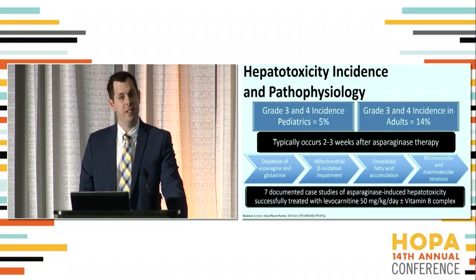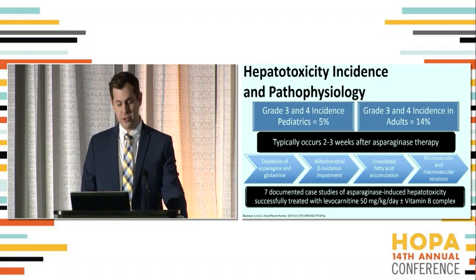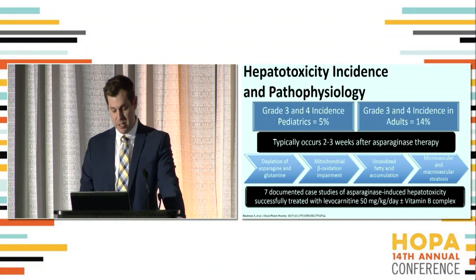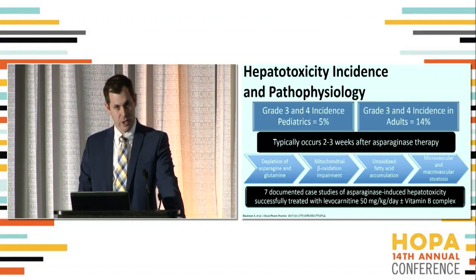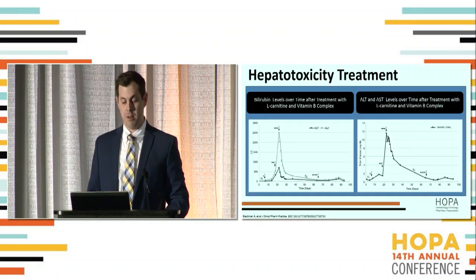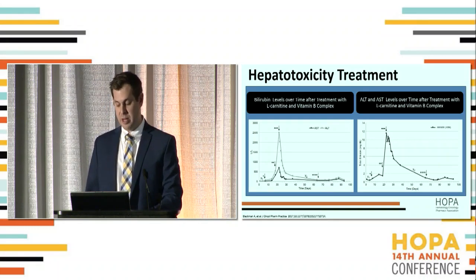So there are 7 documented case studies of asparaginase-induced hepatotoxicity successfully being treated with levocarnitine at a dose of 50 milligrams per kilogram per day, plus or minus vitamin B complex. So vitamin B and L-carnitine really are important cofactors in mitochondrial beta oxidation. Carnitine aids in the transporting of long-chain fatty acids into the mitochondria, whereas components of vitamin B complex are precursors in beta oxidation pathways.